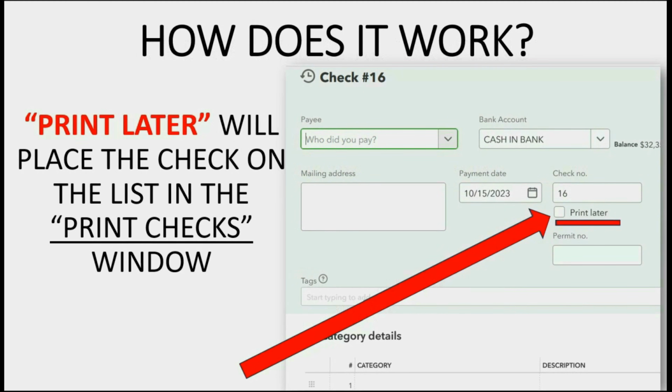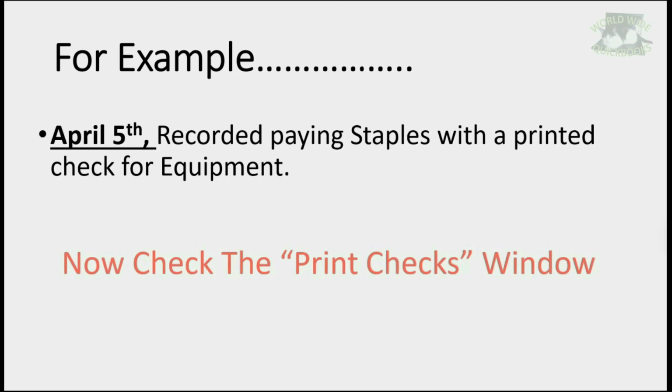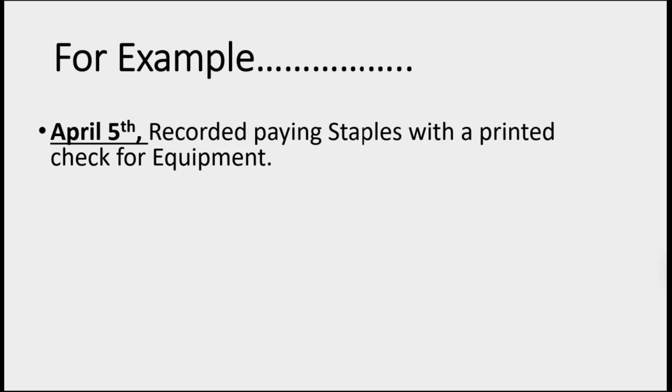And when you click this check mark and save the check, this check will appear in the very special window, the Print Checks window. And it's the Print Checks window that allows you to manage the checks that you wish to print. For example, let's imagine on April 5th, we recorded paying Staples with a printed check for equipment. And the amount of the check is $100. Let's go ahead and record the first check that we intend to print.